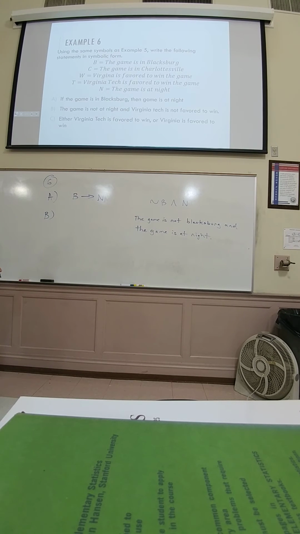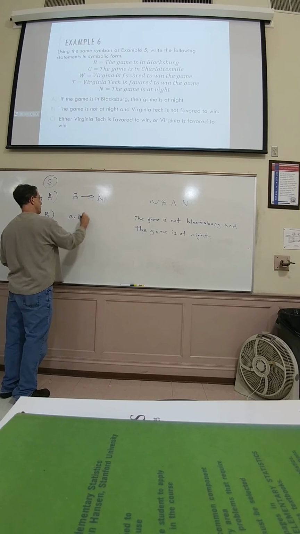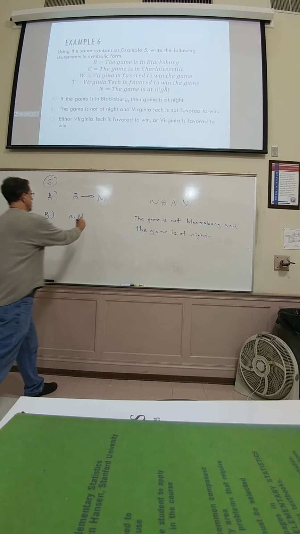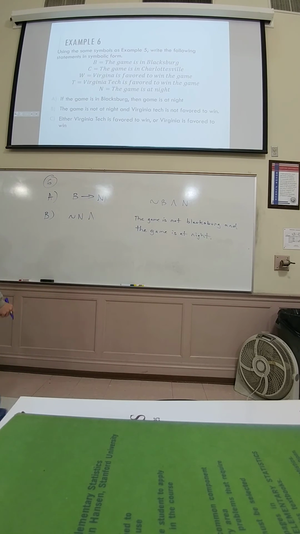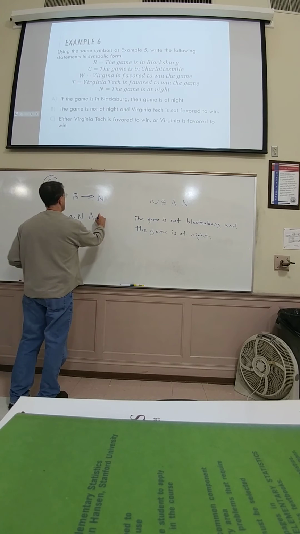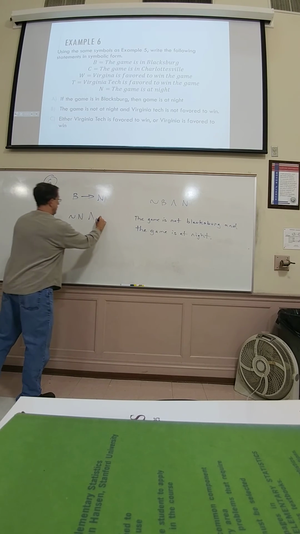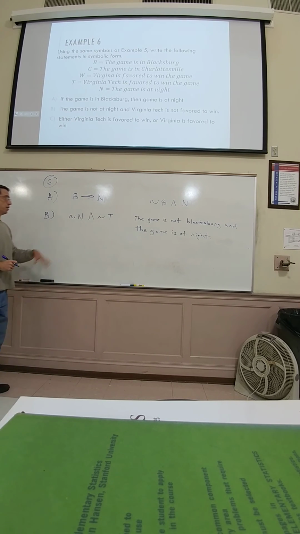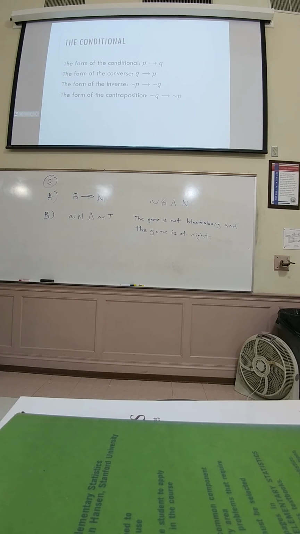Likewise, we could do the last one. The game is not at night, which would be negate N, and the symbol is that. Virginia Tech is not favored to win, which is negate T. Remember, Tech is favored to win is T. So negate T.